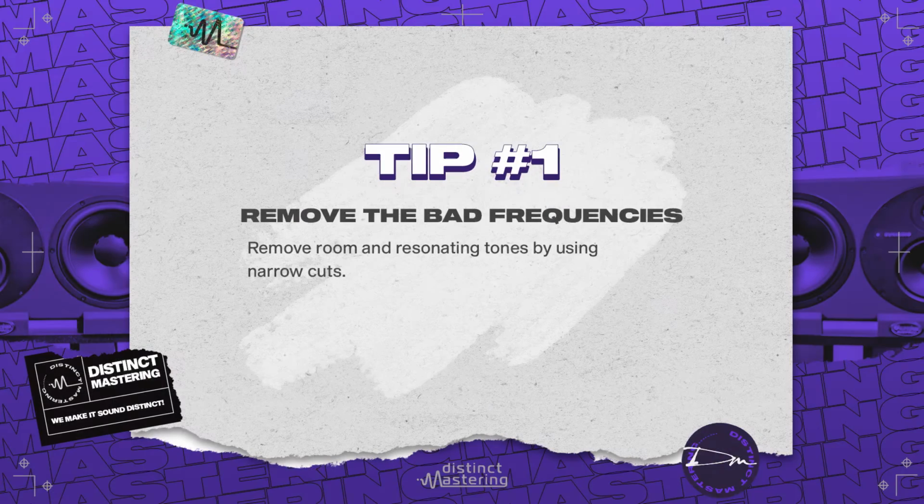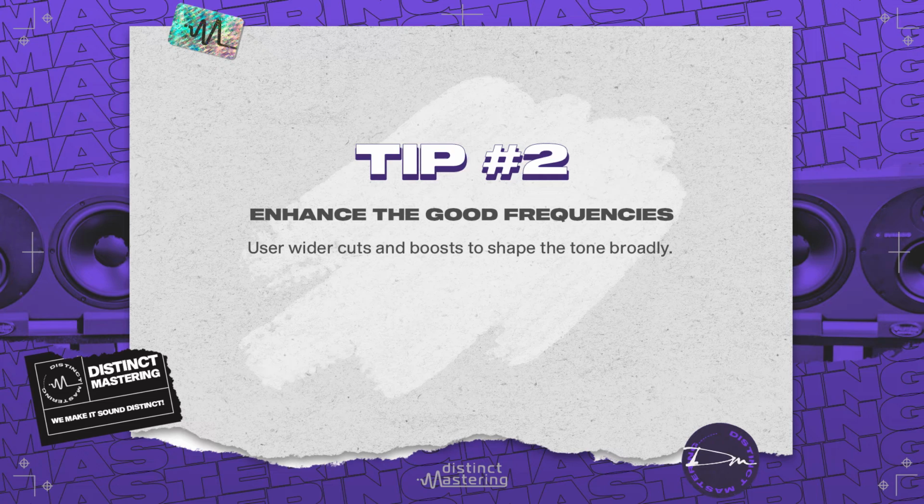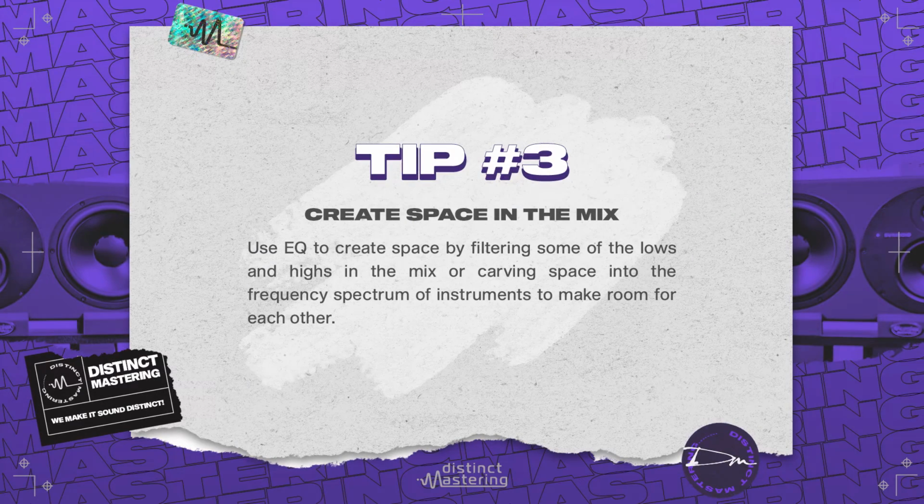Okay, let's get into the tips about how to EQ. Number 1, remove the bad frequencies. Remove room and resonating tones by using narrow cuts. Number 2, enhance the good frequencies. Use wider cuts and boosts to shape the tone broadly. Number 3, create space in the mix. Use EQ to create space by filtering some of the lows and highs in the mix, or carving space into the frequency spectrum of instruments to make room for each other.